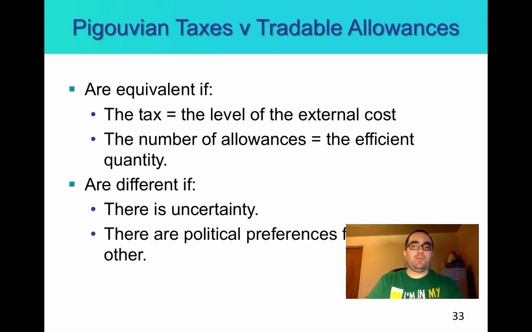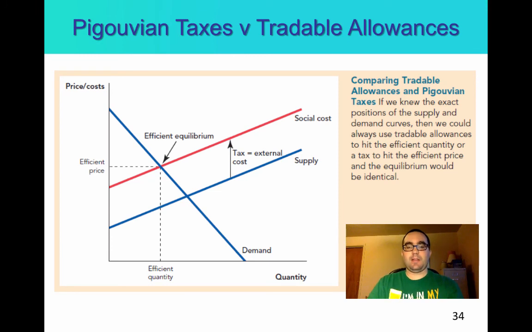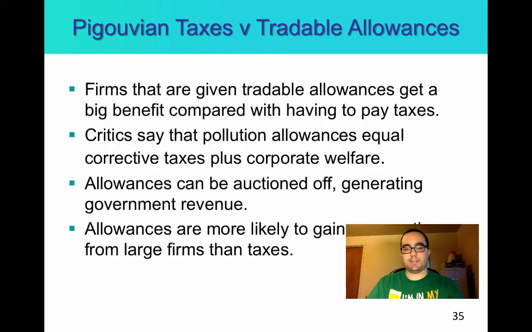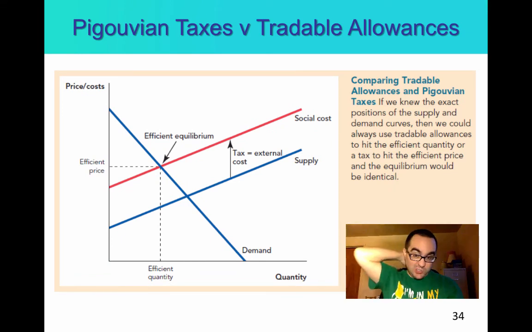So, Pigouvian taxes versus tradable allowances. They are the same thing if the tax is equal to the level of the external cost and the number of allowances is equal to the efficient quantity. They are not the same if there is uncertainty or if there's political preferences for one or the other. Okay? They basically do the same things if those conditions are met. This chart will actually show you the external tax that is imposed, and we could show you a different way of allowances, but you have to understand exactly where this stuff is to make it work perfectly.